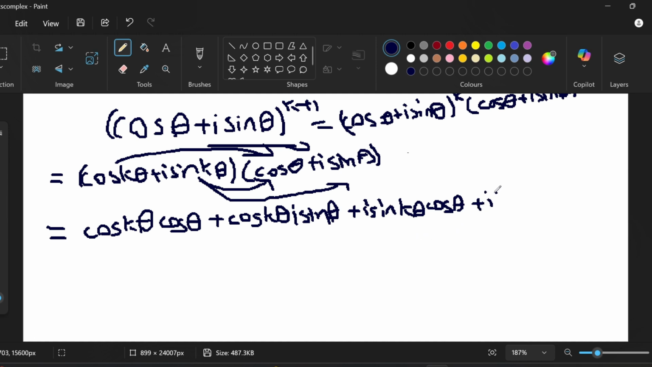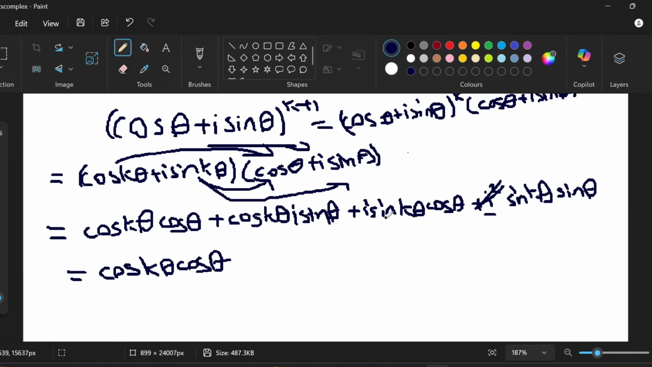That's i squared sine k theta times sine theta. And this i squared becomes a minus 1, so we can just take away this term here. Now we will group the real and imaginary parts to simplify. So we have this cos k theta times cos theta, which doesn't have an imaginary term, so I'm going to write this here at the front of the equation.